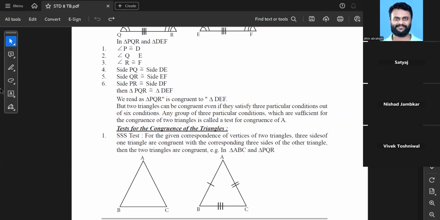Okay, so we will write like this: triangle symbol PQR. Then in the same sequence, that means whichever angle is congruent to angle P should come first: D, then E, then F. Like this. In the same sequence you have to write. And this symbol means they are congruent. So while reading, we read it as triangle PQR is congruent to triangle DEF.